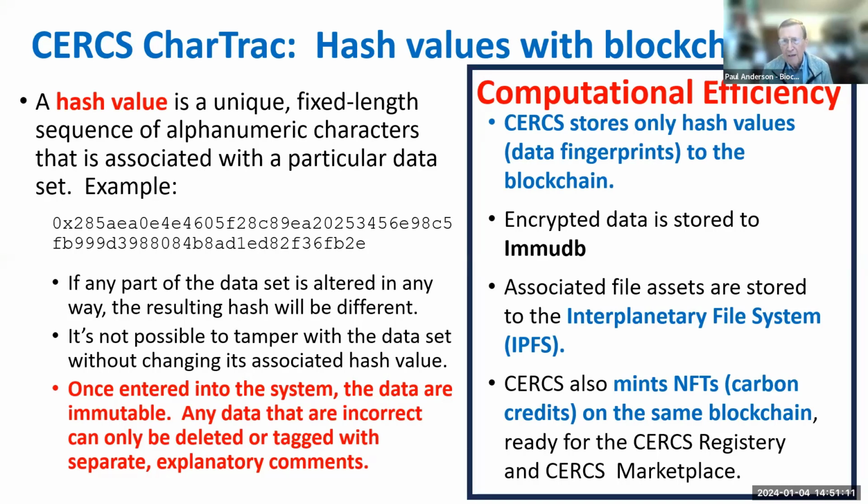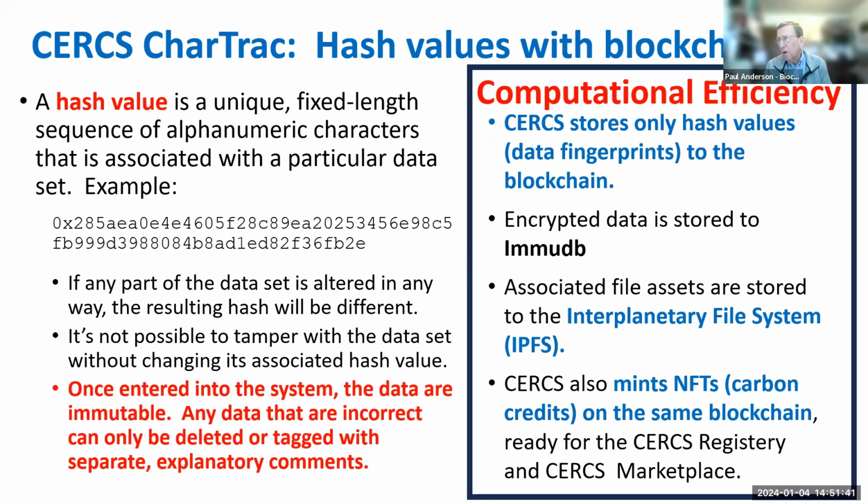blockchain consumes lots of energy. So James is extremely efficient in its usage. CERCS actually stores hash values, their data fingerprints, in the blockchain. It is the hash values of files which are set and stable. You cannot go back in and change it, but the encrypted data is stored in this program, ImmuDB.